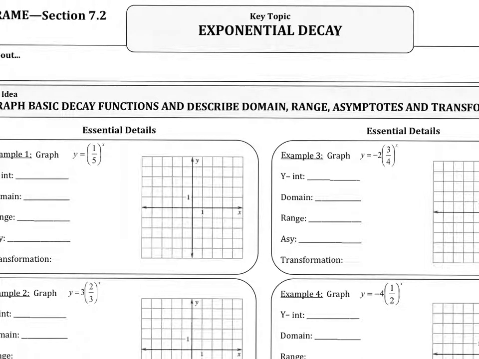Welcome to section 7.2. We're going to be working with exponential decay today. This is a lot like section 7.1, where we're going to start with that basic equation that says y equals ab to the x. The only difference: yesterday, in exponential growth, our b value was bigger than 1. In exponential decay, our b value has to be between 0 and 1.